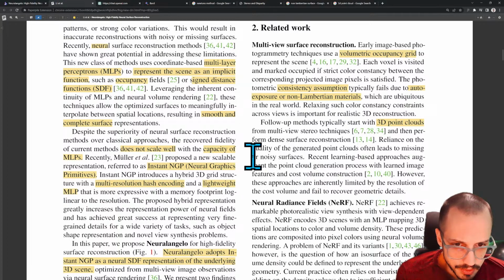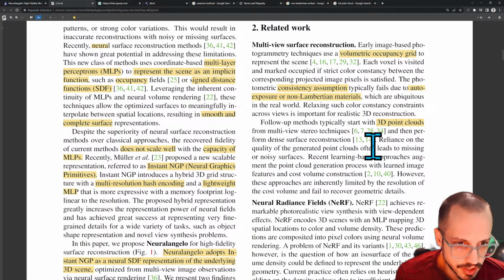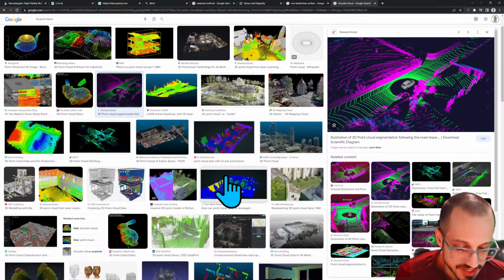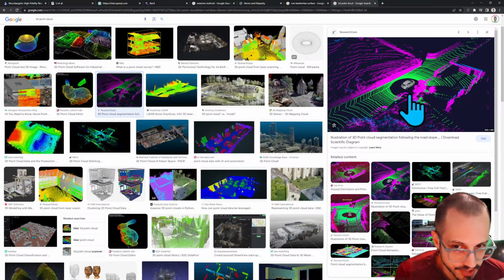Okay, reliance on the quality of the generated point clouds often leads to missing or noisy surfaces. Recent learning-based approaches augment the point cloud generation process with learned image features and cost volume construction. However, these approaches are inherently limited to the resolution of the cost volume and fail to recover geometric details. So there's a little bit of kind of a war going on, to be honest, in the robotics and autonomous vehicle space about whether or not you need to use point clouds and sensors that give you explicit depth, like a structured light sensor or a LiDAR that you would have in a car.